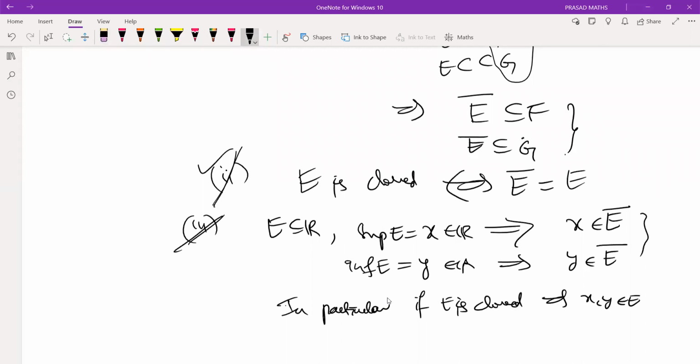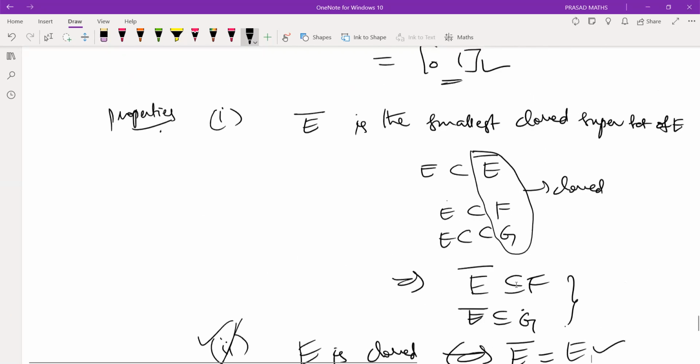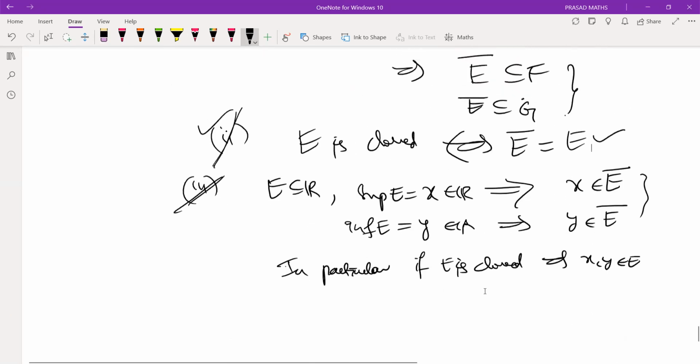Because why? If E is closed, what happens? E closure is equal to E, right? So therefore X comma Y belong to E. Using this property, suppose E is closed, then X comma Y are in E. Okay. So this is also a very important property in Rudin. Okay.